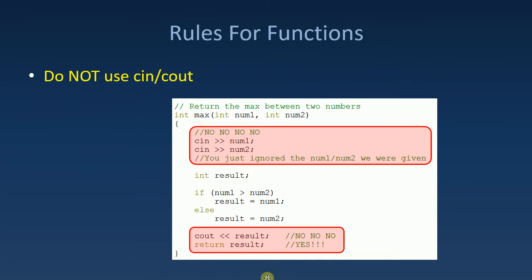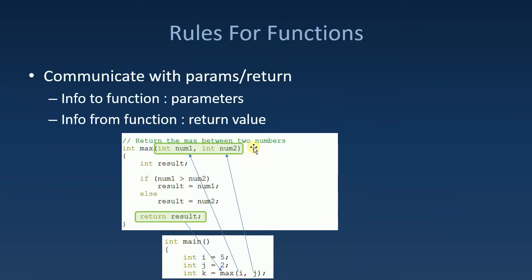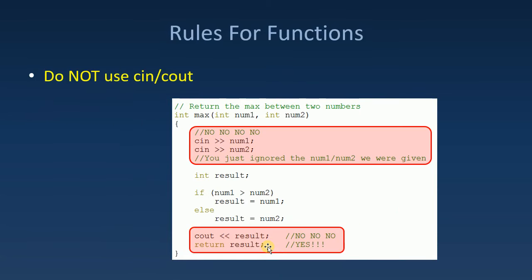Other tip is, in general, functions should not be using the console. A max function that's supposed to take in two numbers and return the larger one takes in these parameters. It gets its input from those parameters, not from the keyboard. If we read in stuff from the keyboard, we ignored the values that some other code just tried to pass in. We threw out the i and j values and we replaced them with new stuff.